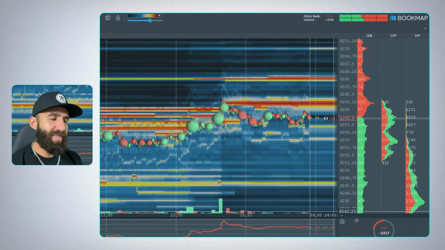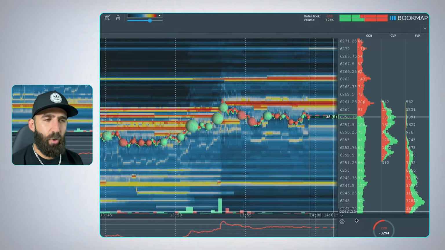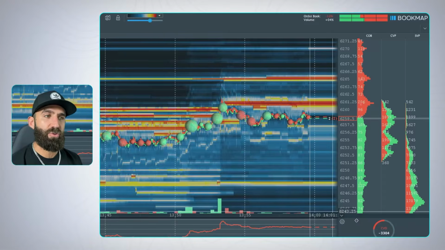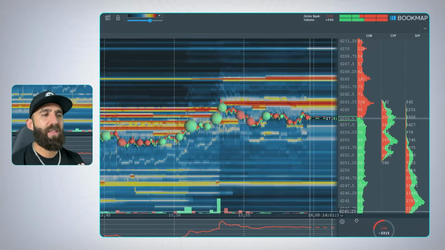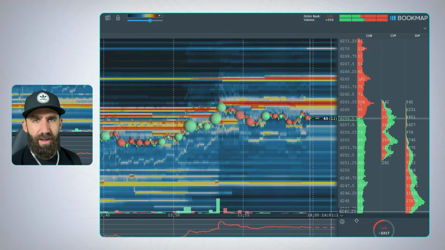I think it can be helpful in confirming and identifying areas of interest on your chart, right? Support and resistance levels, supply and demand levels. Again, in this zoomed out, simple way that I'm taking a look at it here.